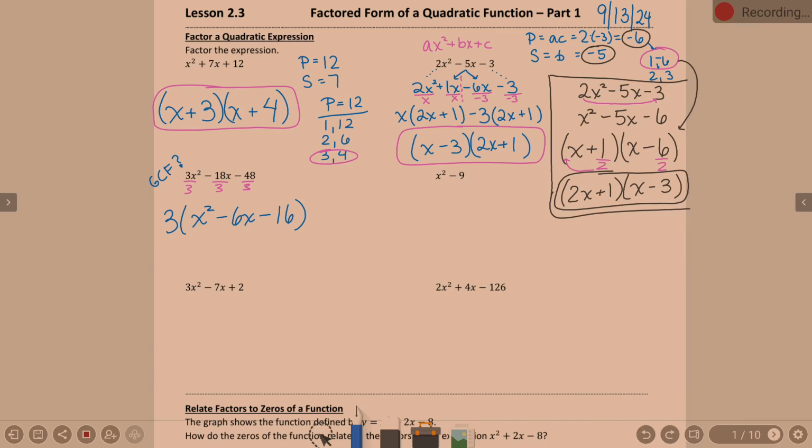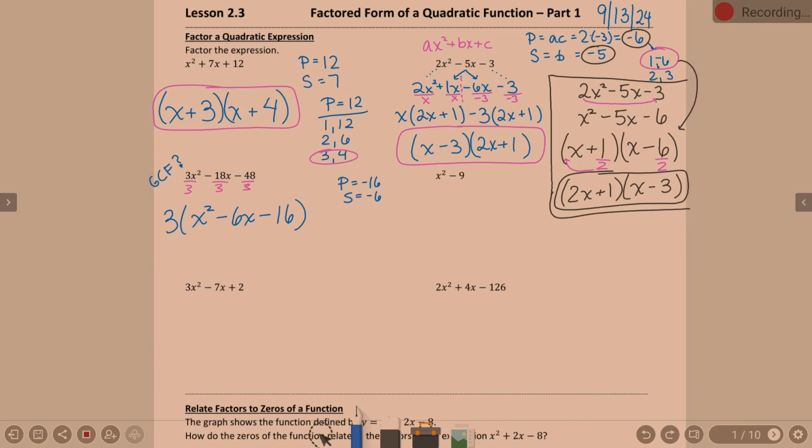Now, here's the nice part. We factored out that 3. This is now a 1x squared. Do we have to use our long method of product of AC or slip and slide? No. We can go just to what we did on the first one, can't we? What are we going to need? A product of negative 16 and a sum of negative 6.